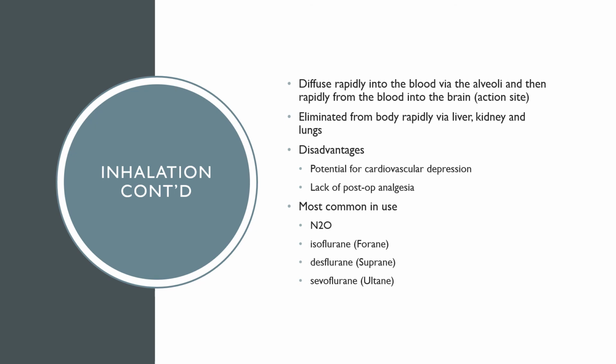These diffuse rapidly into the blood via the alveoli, and then they diffuse rapidly from the blood into the brain, which is the action site for these. They're eliminated from the body very rapidly as well via the liver, kidney, and lungs. There are some disadvantages to them, and that is the potential for cardiovascular depression, and there's also that lack of post-op analgesia. The most common in use today are nitrous oxide, isoflurane, desflurane, which is also known as Suprane, and sevoflurane, which is known as Ultane.